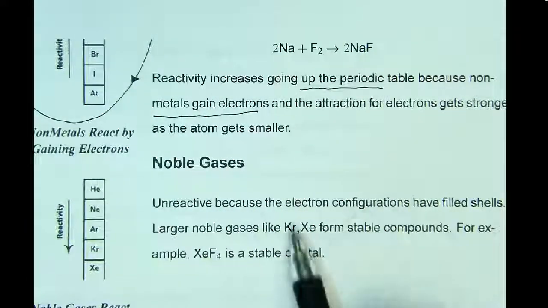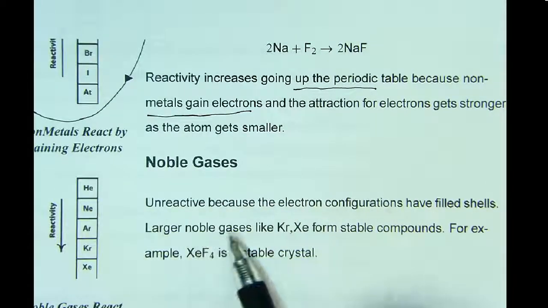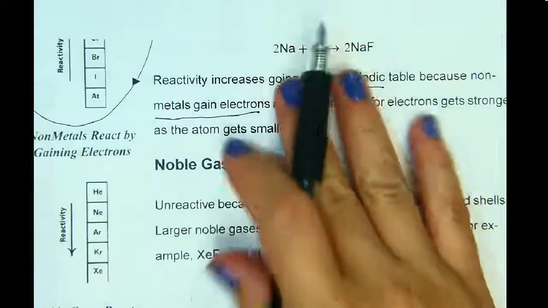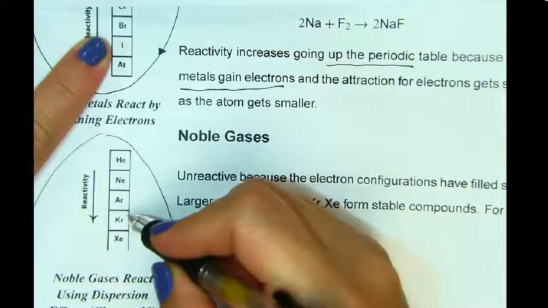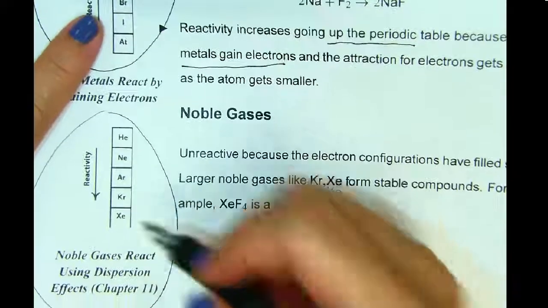Noble gases are unreactive because the electron configurations have filled shells. Larger noble gases like krypton and xenon form stable compounds. For example, XeF4, xenon tetrafluoride, is a stable crystal. And so you'll notice that for your noble gases, as you go down the family, you tend to be able to have more reactions as they get into the d orbitals.